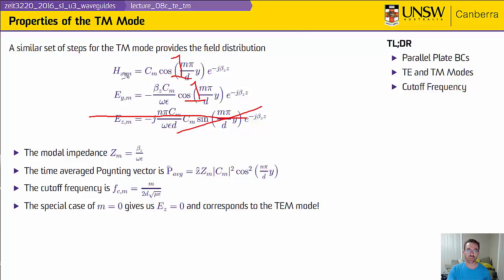And the ratio between the electric and the magnetic fields is the wave impedance of the material. So the m equals 0 transverse magnetic mode is the special case of the TEM mode. Right? We did the TEM mode first from a different set of arguments, but it corresponds to a special case of the TM solution.